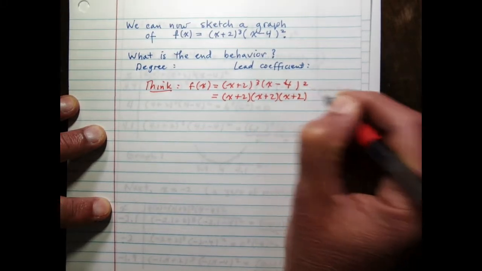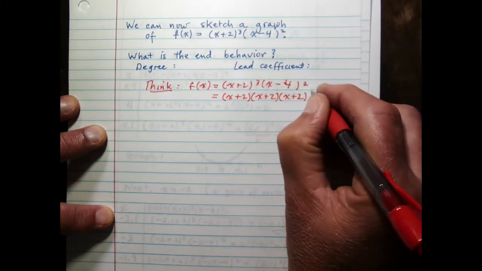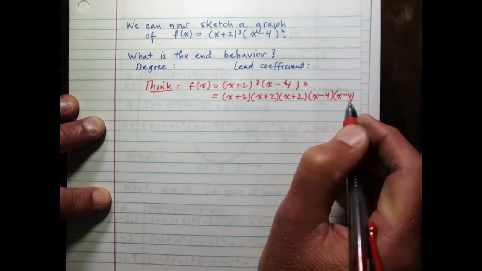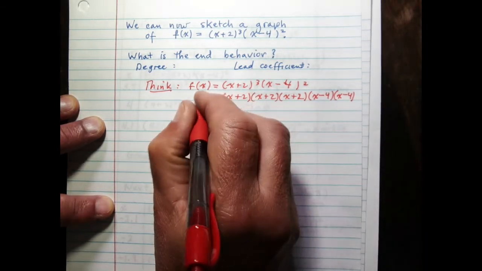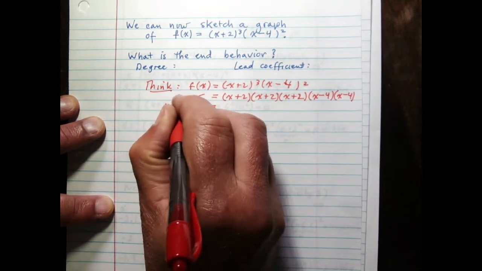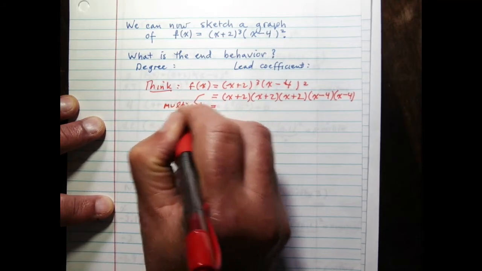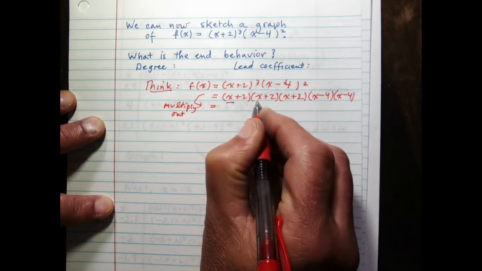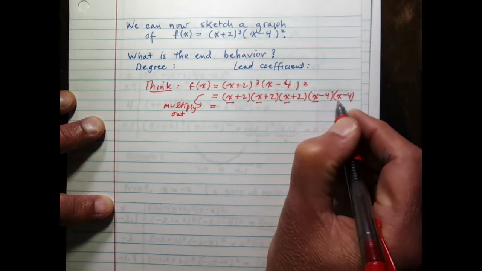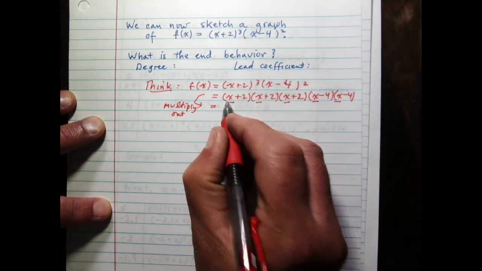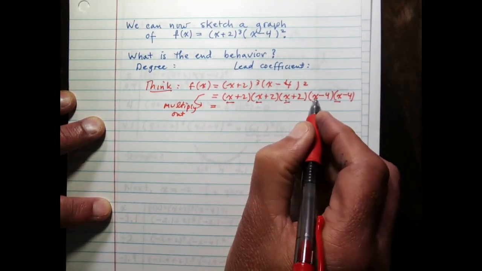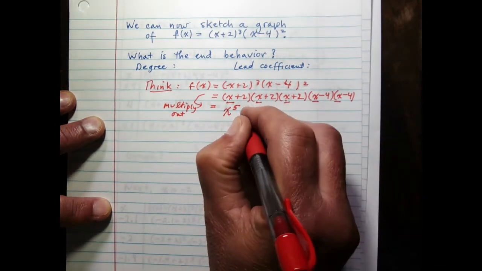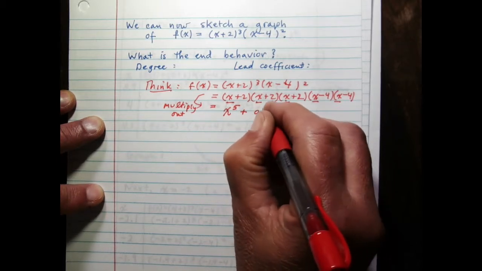Now, (x + 2)^3 stands for (x + 2) times (x + 2) times (x + 2). (x - 4)^2 is (x - 4) times (x - 4). If I were to multiply this out, can you see that the leading term is going to come from these x's being multiplied together? x times x times x times x times x. I'm going to end up with an x^5 leading term plus other terms.